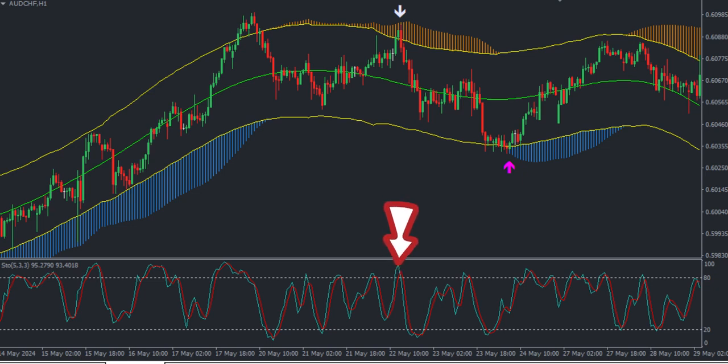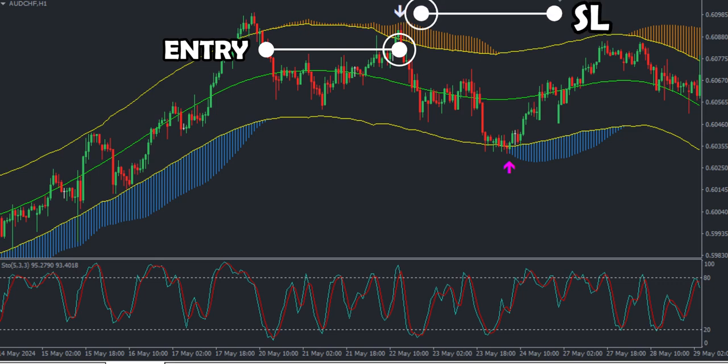The last step is to wait for a candlestick confirmation signal. As you can see, we have an evening star signal. So when that happens, we simply place our entry right here, our stop loss above the high, then we target a 1 to 2 or a 1 to 3. As you can see, the trade worked out as expected.